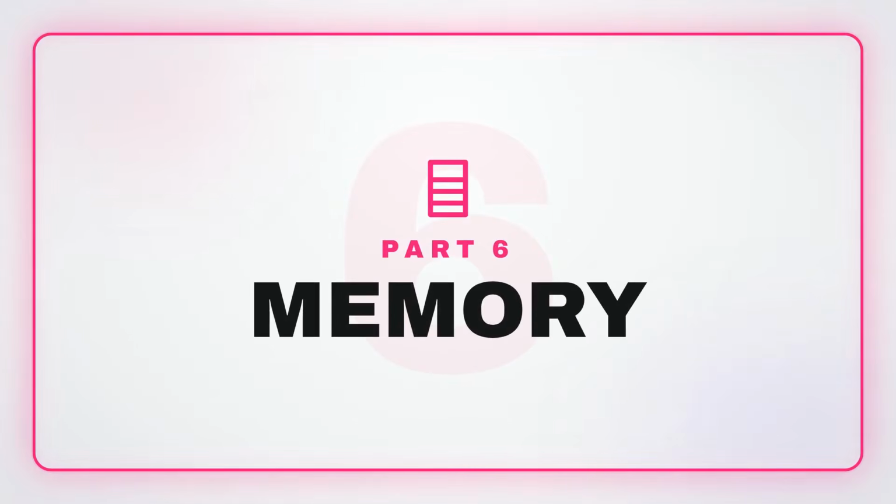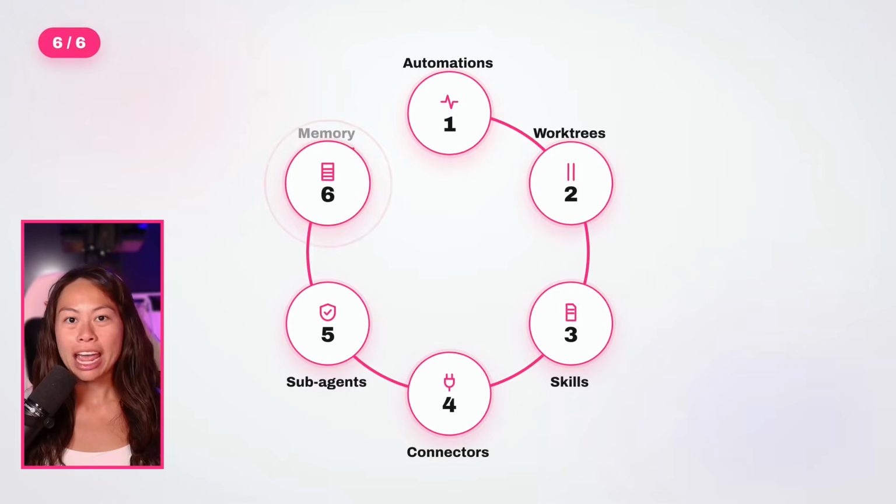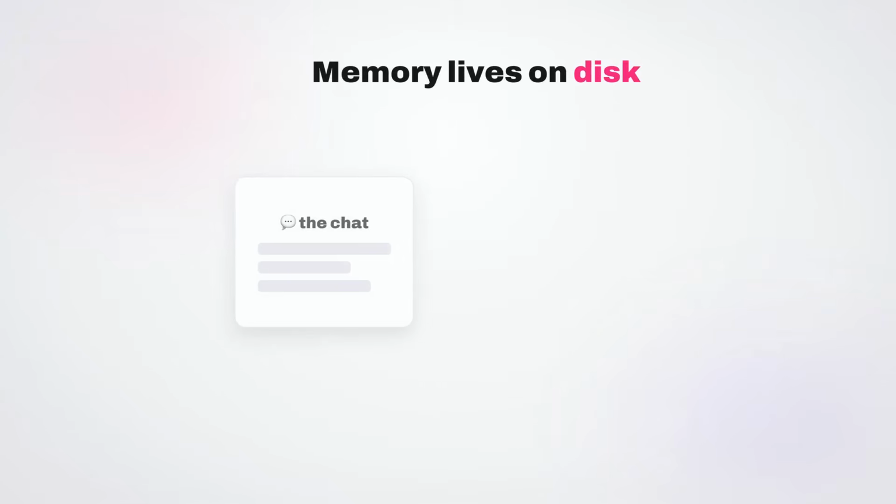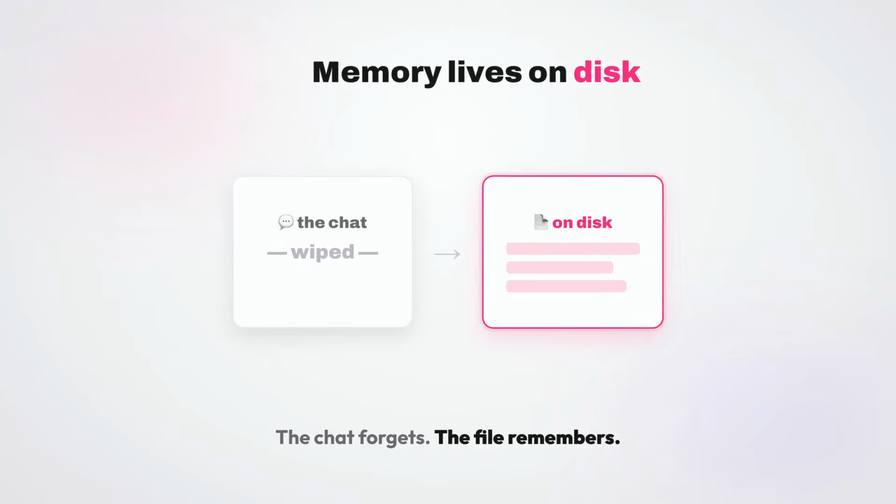Part 6, memory, the notebook. Your AI forgets everything between runs. When you close the chat, it's a blank slate all over again. So memory cannot live in the chat. It lives instead on a plain file on disk or a board like Linear, and it holds what's done and what's next.